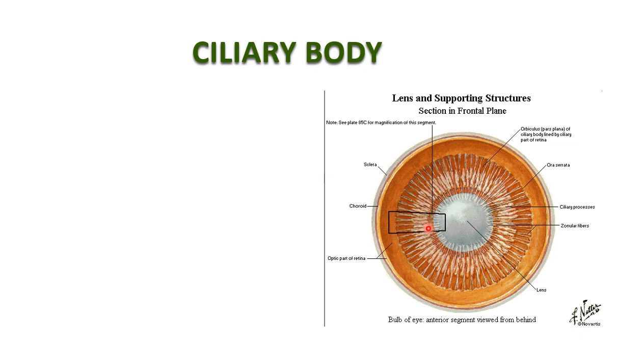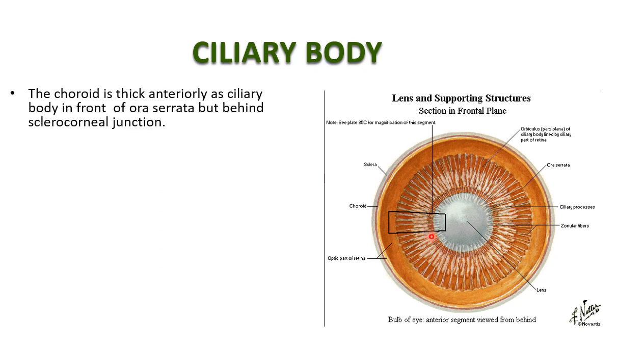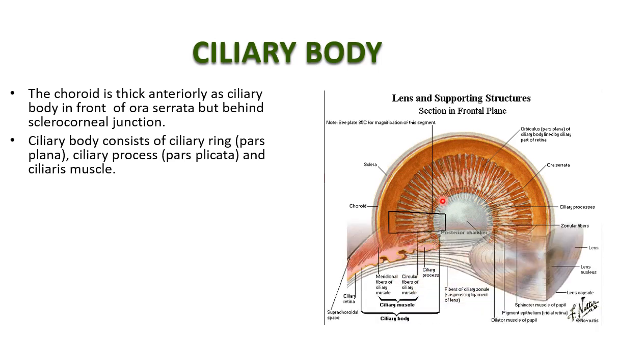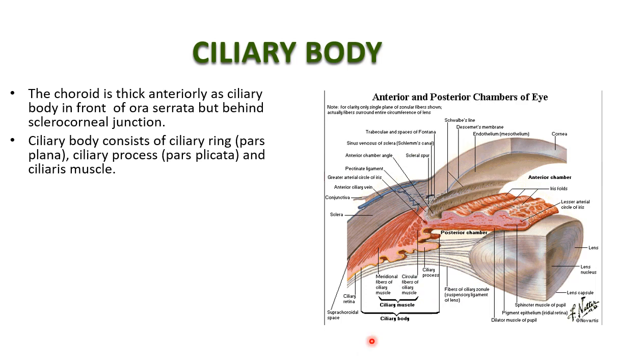It is thicker in front and thin behind, and it is triangular on cross section. It mainly consists of the ciliary ring, ciliary processes, and then the ciliaris muscle. The ciliary ring, the posterior part, is the pars plana. Then anteriorly you have the ciliary processes, which form the pars plicata, and then you have the ciliaris muscle. So here you can see the ciliary body, which is somewhat triangular in cross section.